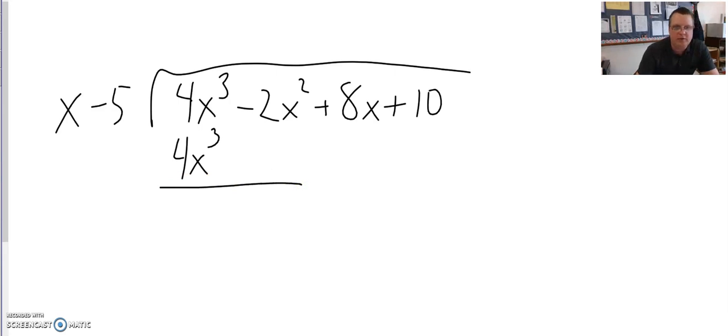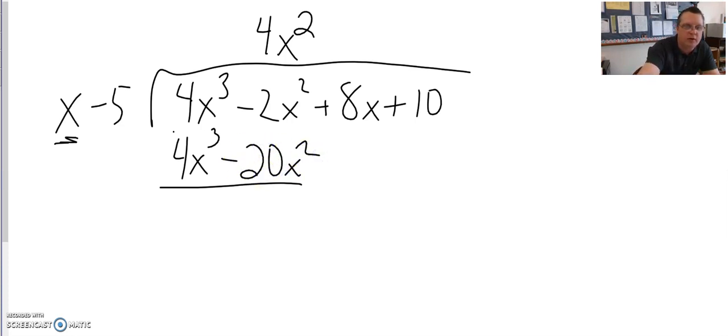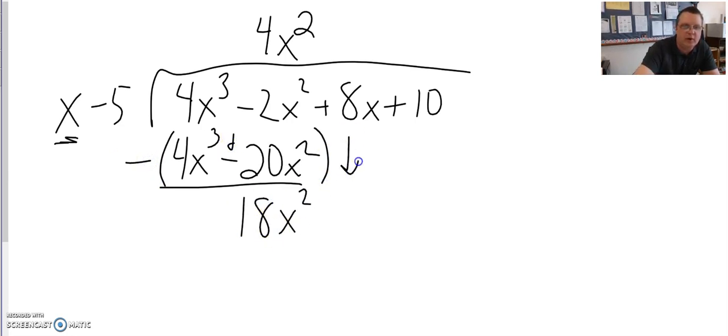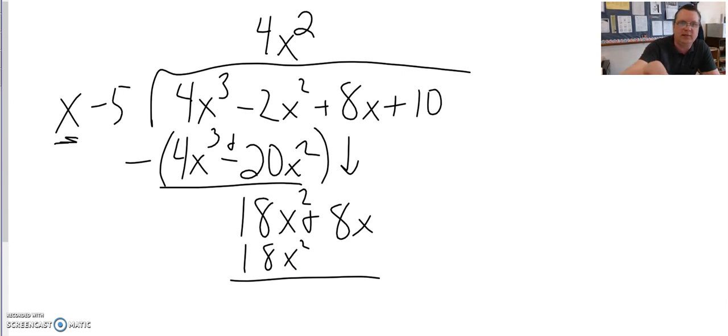So we start with that 4x cubed underneath the 4x cubed. So x times some value, which would be a 4x squared, will give me the 4x cubed. Then 4x squared times negative 5 is a negative 20x squared. Subtract, so change both the signs, so that becomes a plus. So I have an 18x squared, bring down the 8x plus. This has to be an 18x squared, okay, because it needs to be exactly the same thing, plus 18x.